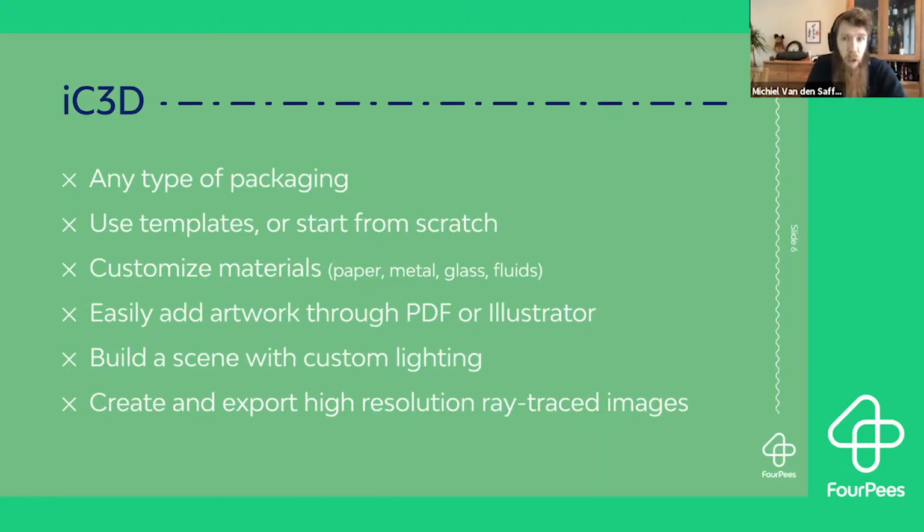You can customize your own materials. So there is a library with materials, but you can change all of their properties. So if you want to have a liquid, but it has to be less transparent, you can change the transparency. You can change how it interacts with light. Then you can easily add your own artwork, either by simply using PDFs or by using the direct link with the Illustrator plugin, which you will see many times today.